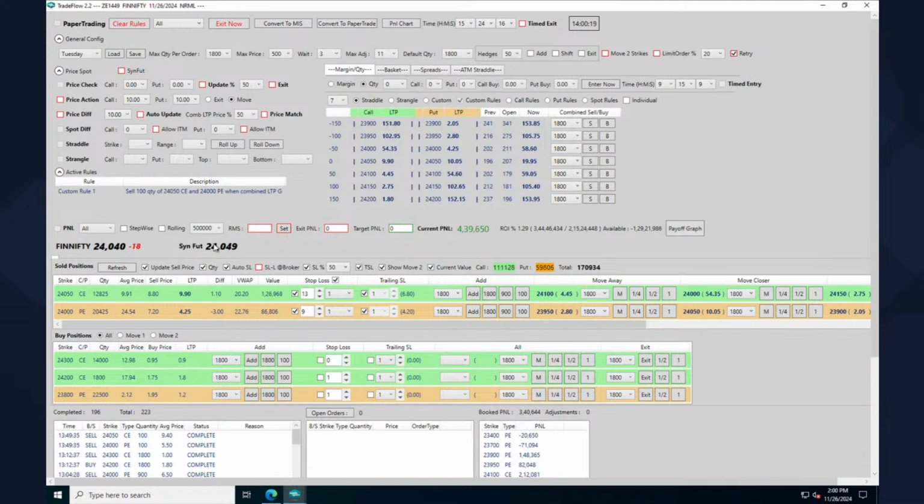So ideally, if synthetic future is equal to this one, this particular equilibrium would only happen when FINNIFTY is at 24,050. But right now there is a difference, right? That's the reason it is showing this number. So as you can see, the straddle price has moved on from 20 to 19, which is definitely good news. I think you can also see them in Sensibull. Let me just check.